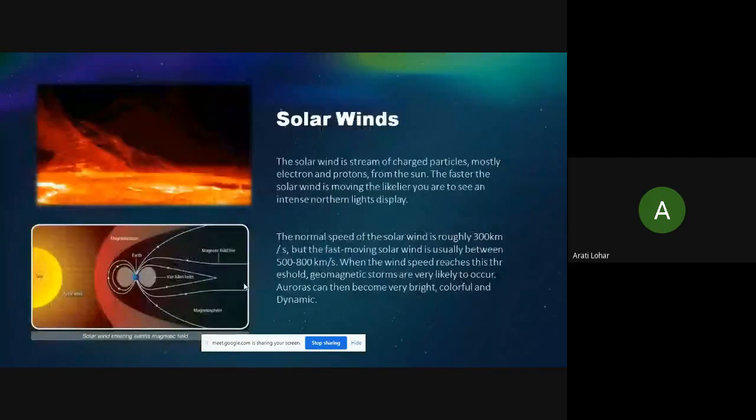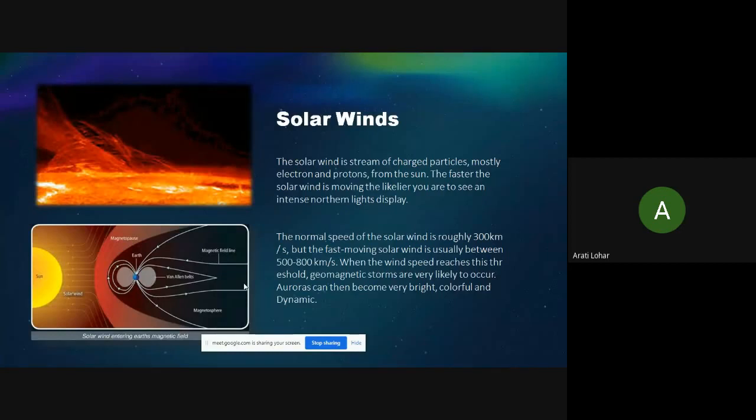The Earth is constantly immersed in the solar wind, which is a stream of charged particles, mostly electrons and protons, emitted by the sun in all directions. The faster the solar wind is moving, the likelier you are to see an intense northern lights display. The normal speed of the solar wind is roughly 300 km per second, but the fast moving solar wind is usually between 500 to 800 km per second. When the wind speed reaches this threshold value, geomagnetic storms are very likely to occur.